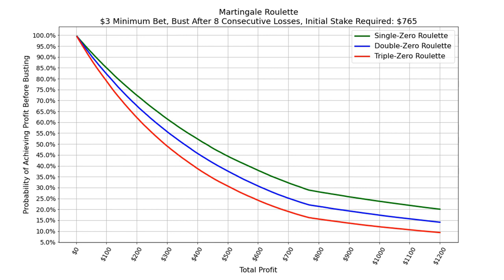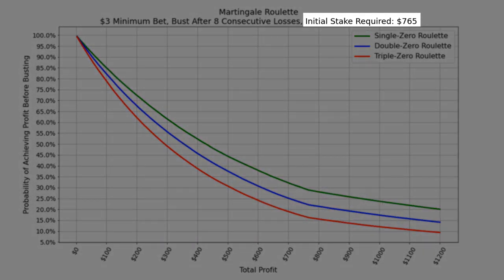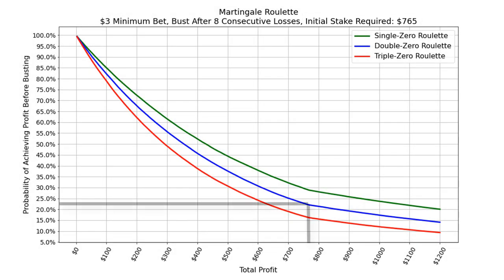There's one last thing I'd like to mention before moving on. These charts make it very clear that you should not use the Martingale betting system if your goal is to earn a large profit. Imagine, for example, that a player wanted to double their initial stake. To double the initial stake in this scenario would require the player to accumulate a profit of $765. As shown on the chart, the probability of being able to achieve a profit of $765 without busting is only about 22%. Now, remember that in roulette, the player's chances of winning on an even money bet are just a bit less than 50%. On a 00 roulette wheel, for example, the player's chance of winning an even money bet is about 47.4%.